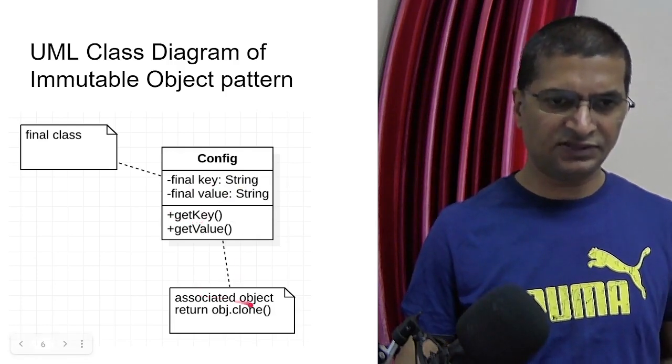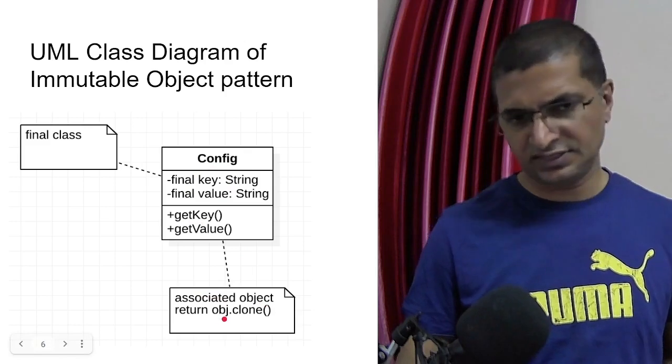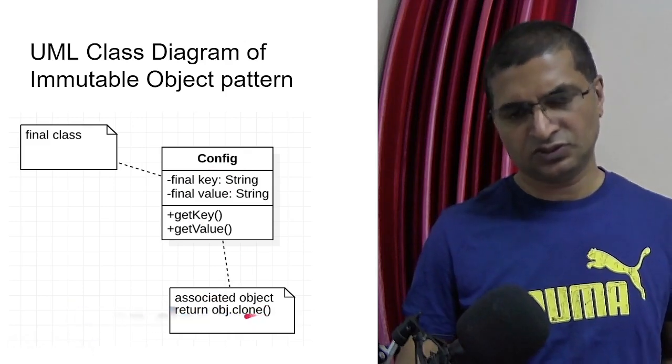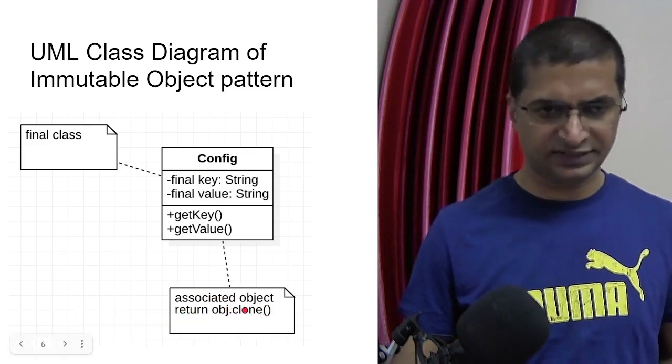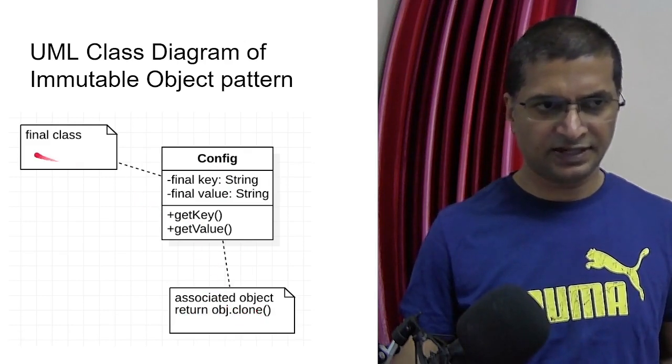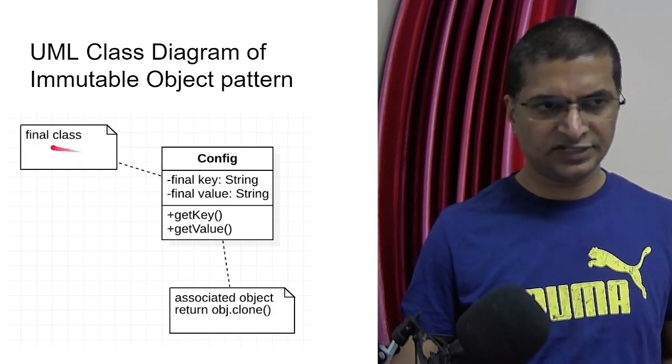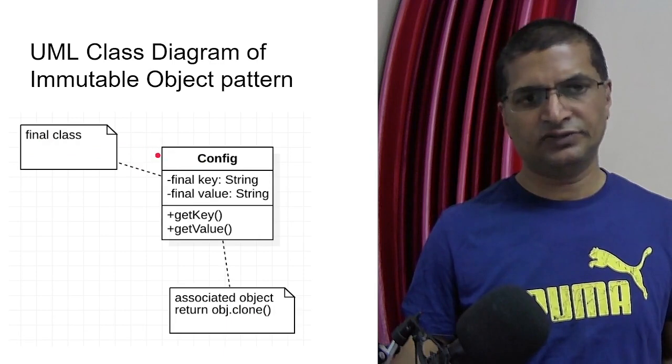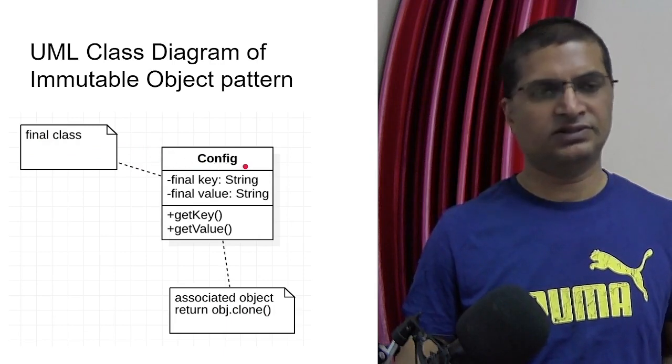And if there is any associated object, the getter returns a clone of that object. So cloning of that object happens in the getter method itself. And the class must be final. So whenever you write public final class, this one, Config.